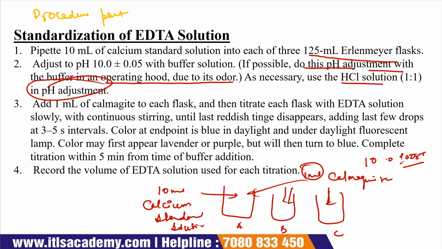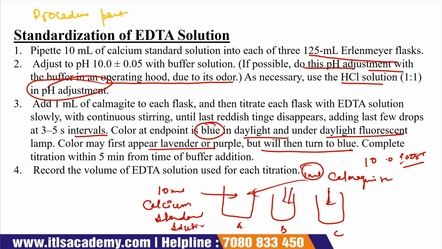After that, we titrate the flask with the EDTA with continuous stirring, and we do it until the reddish color disappears, adding the last few drops at 3 to 5 second intervals. The color at the end point is blue in daylight and under a daylight fluorescent lamp. The color may first appear lavender or purple, but it will turn to blue. We have to titrate until we get a blue color.